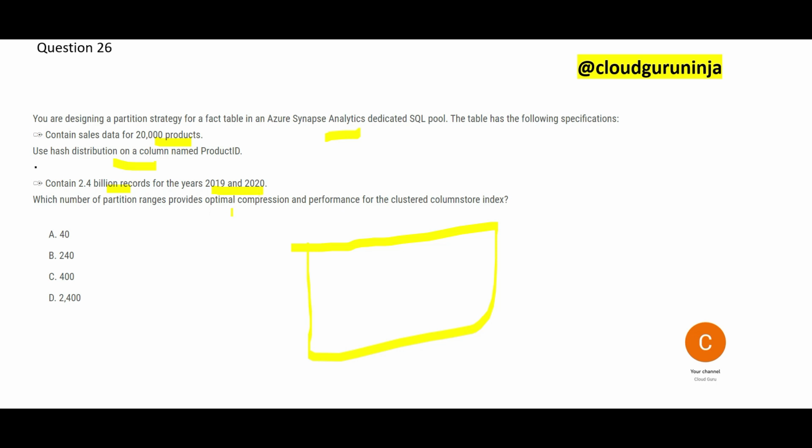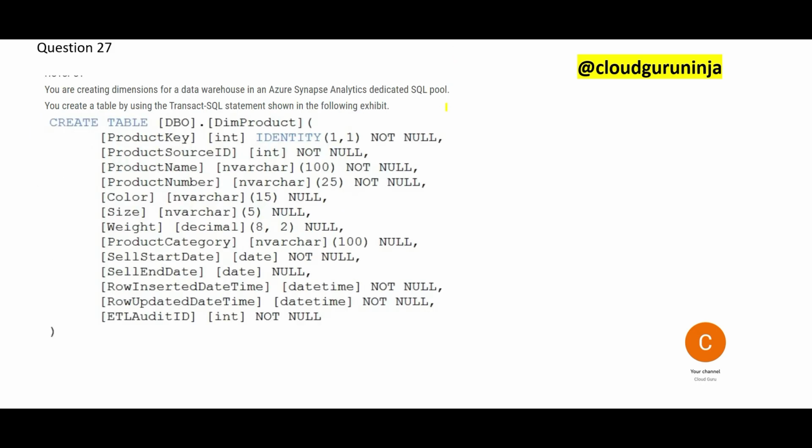Which number of partition ranges provides optimal compression? So the formula to be used here is we have 2.4 billion. You have to divide it by 60 million. That will give you 40. So this would be our answer. Let us look at this next question.